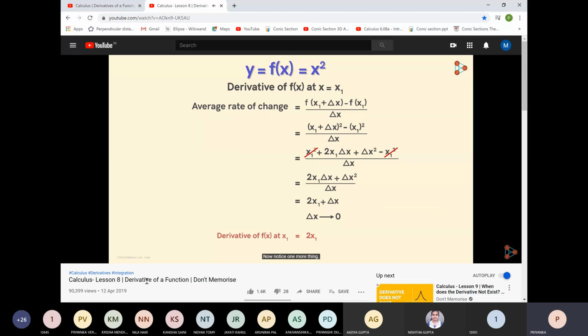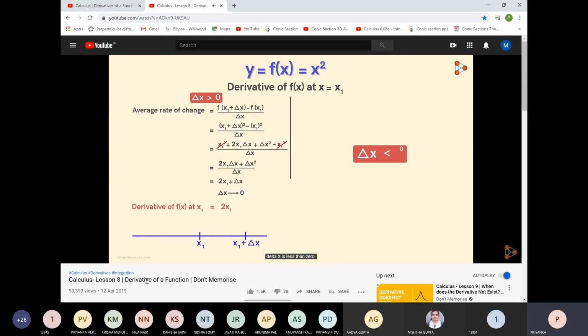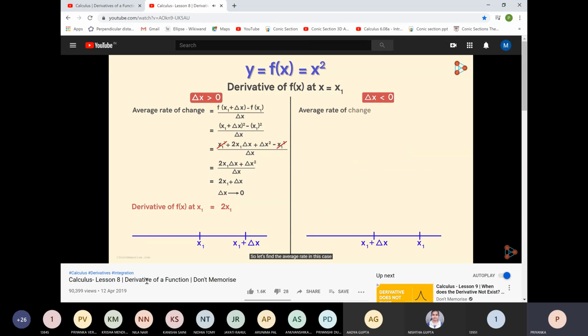Now notice one more thing. Although we had not explicitly stated, here we took delta x to be greater than 0. That is, we are finding the average rate between x1 and the values of x greater than it. But it is necessary to consider the case when delta x is less than 0. That is, finding the average rate between x1 and the values of x lesser than it. As we find the average rate when delta x tends to 0, this average rate should approach 2 times x1. So let's find the average rate in this case when delta x is less than 0.